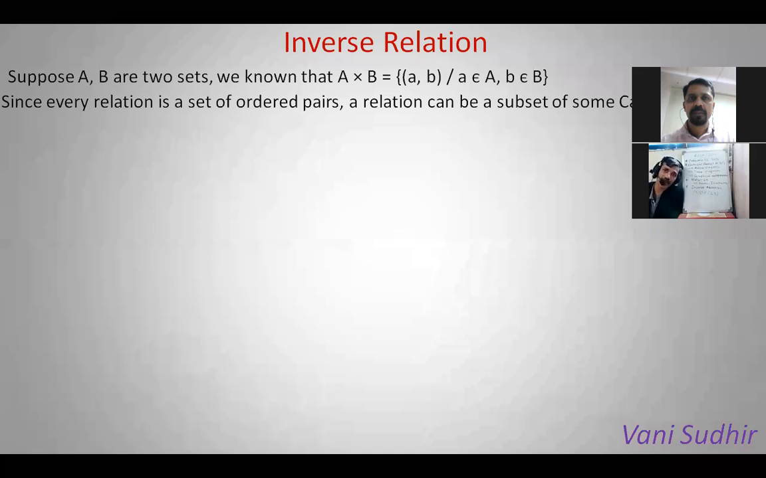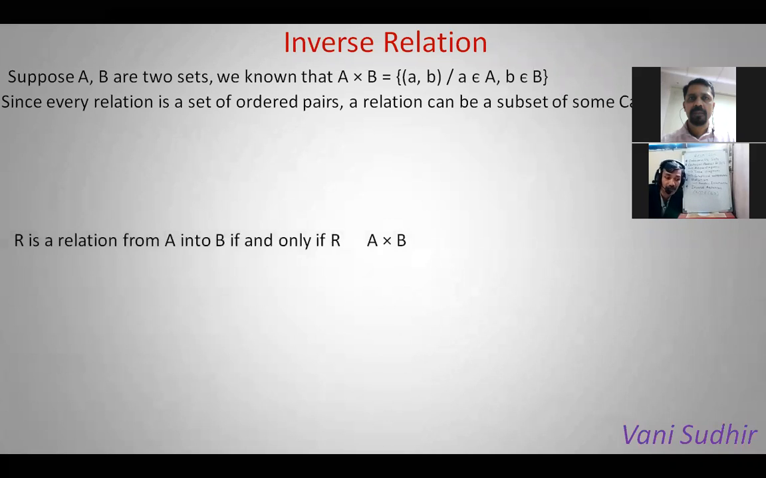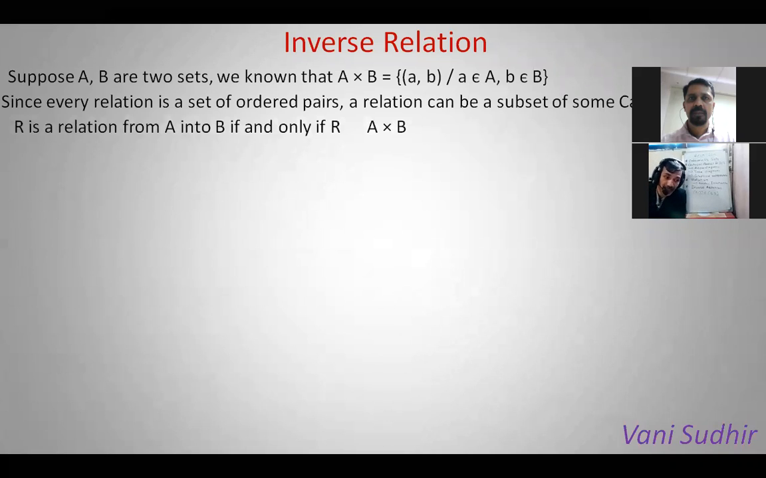Every relation, you have already seen the illustration, is a set of ordered pairs. That means a relation can be a subset of some Cartesian product. So we can tell it like this: R is a relation from A into B if and only if R is a subset of A cross B. That means you can take some elements from A cross B.